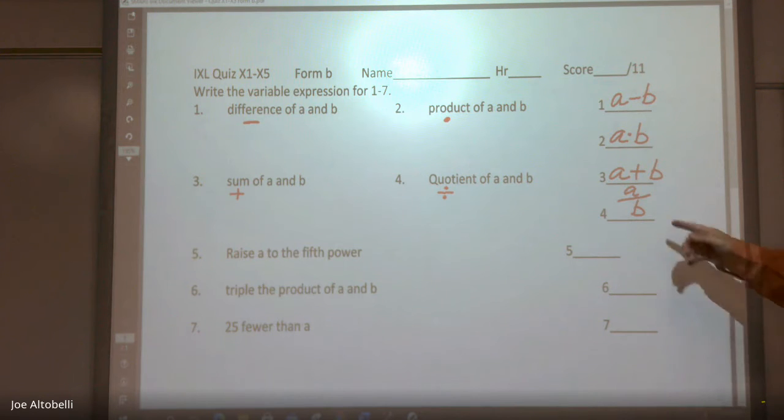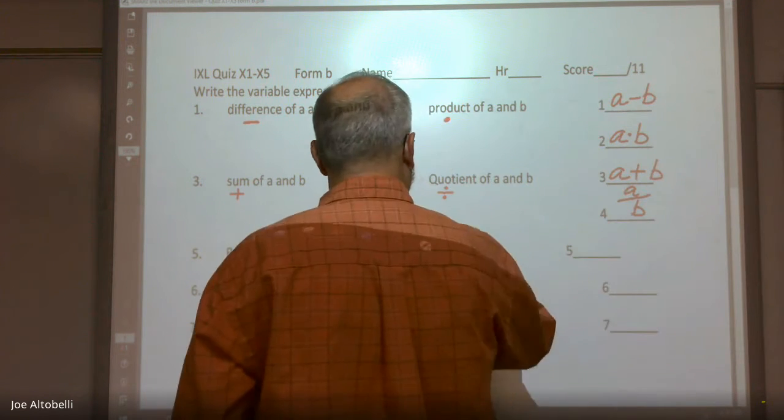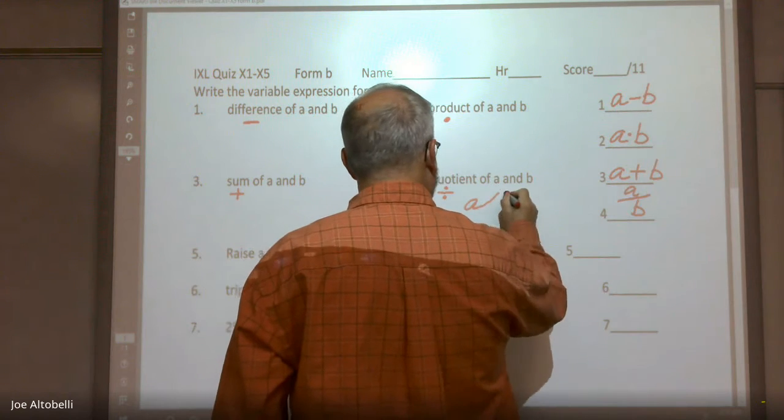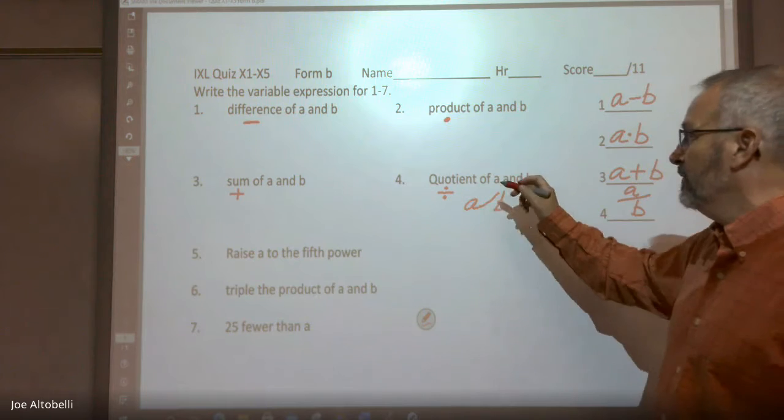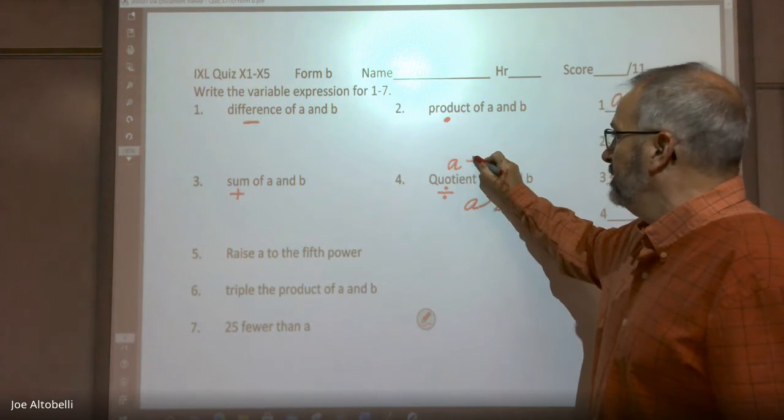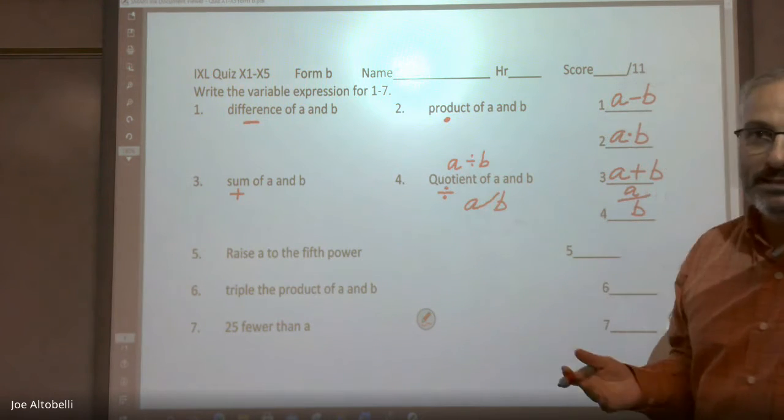Yes, for number 4, you could also have A slash B. Yes, you could even do it A divided by B. I'd take that too.